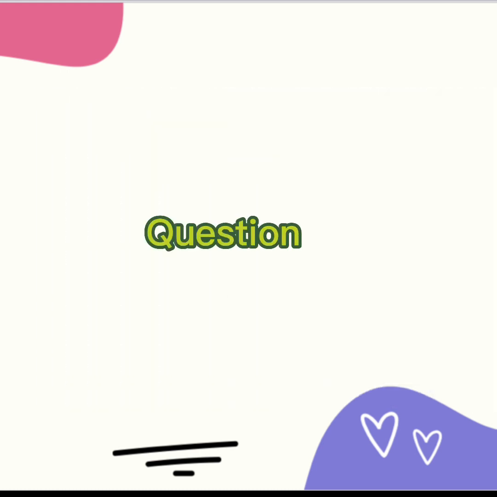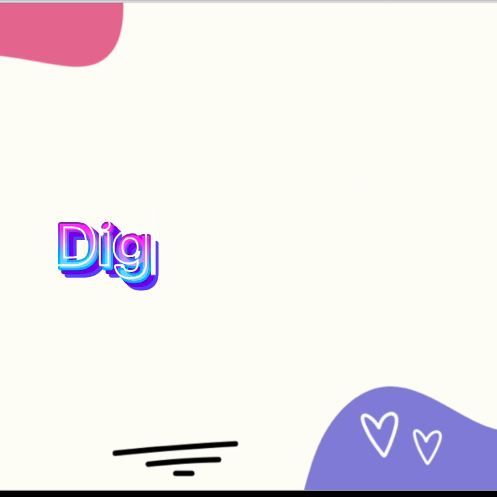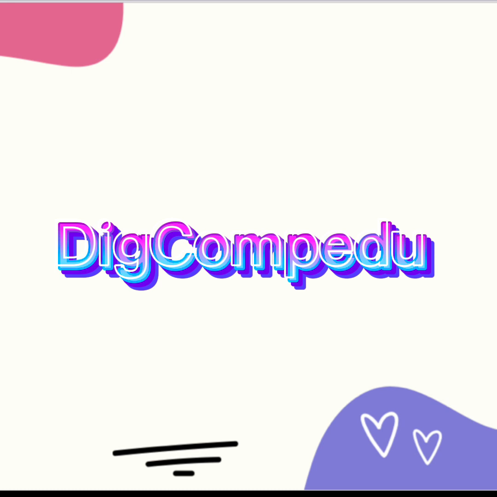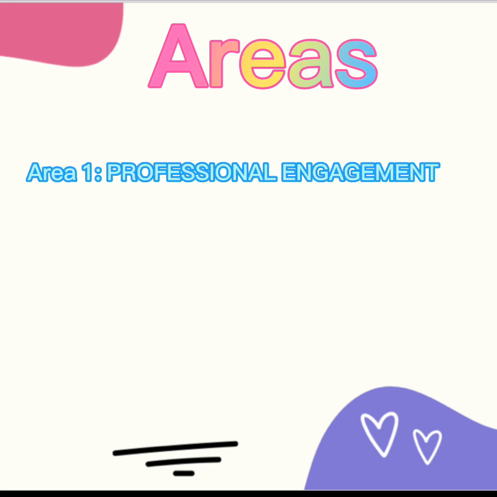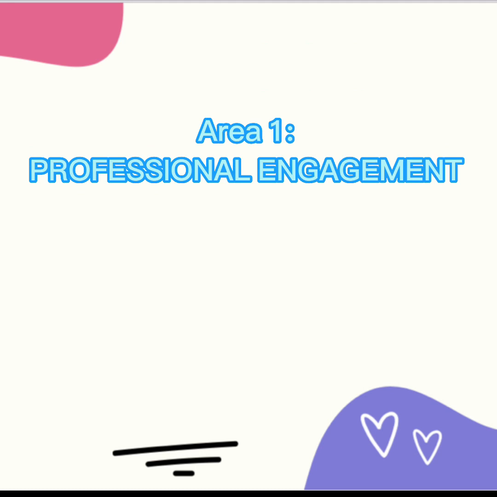Then I chose question 4. This question asked me what are the 3 areas of the DigCompEdu that I consider most relevant. First, I made this definition of DigCompEdu, that is, digital competencies of educators, which is a scientifically sound framework describing what it means for educators to be digitally competent. And I think the most important areas are Area 1, professional engagement, Area 3, teaching and learning, and Area 5, empowering learners.